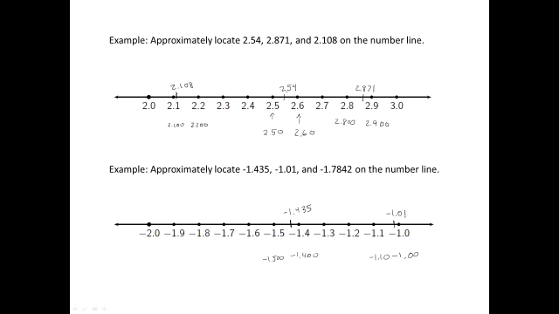Negative 1.7842 is going to be in between negative 1.7000 and negative 1.8000. Negative 1.7842. Now all these locations are approximate. When it comes to plotting values in between the markings, this is the best that we can do.